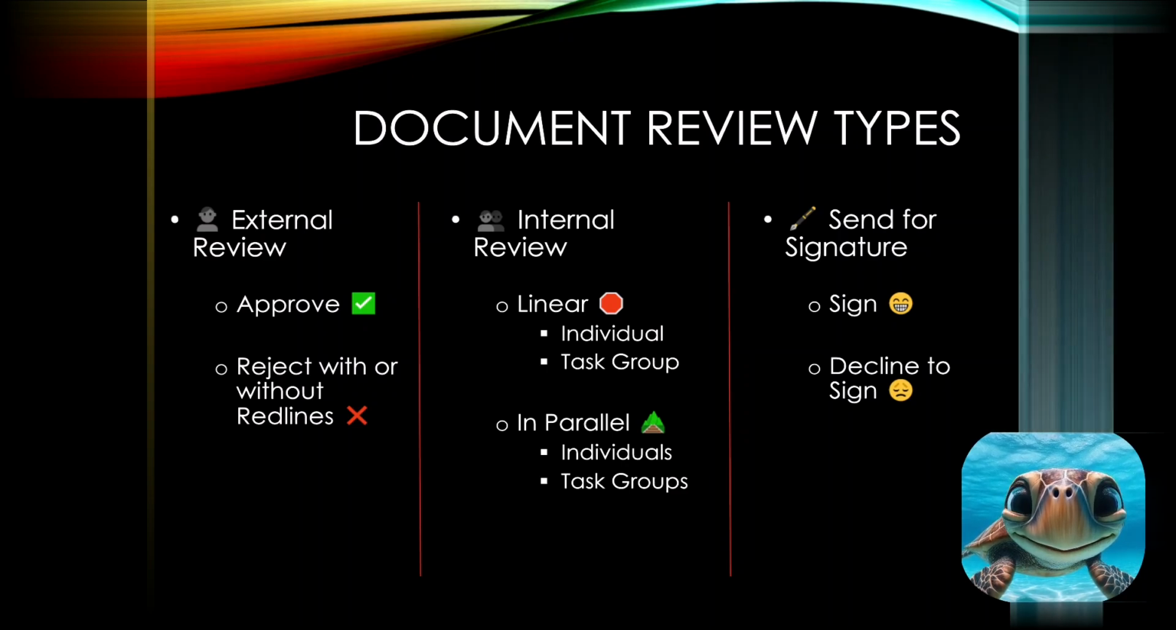There's the linear review, which is more of a stepwise approach. It goes from one individual or a task group to another, and so forth. It's steps in that process. Those steps can be numerous or very few. The other type of internal review is in parallel, and think of railroad tracks. You have two sets or more of individuals or task groups working in parallel to accomplish the review, upon which time, generally when all are done reviewing, the document is routed to the next appropriate step.